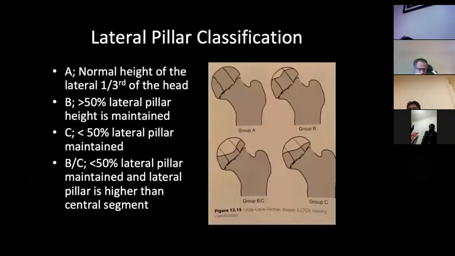right? So here is the Herring. So the Herring is based on what happens to the lateral pillar. So Herring type A, the lateral pillar is normal. In Herring type B, I think I've actually put that wrong. I think Herring type B is more than 50% of the lateral pillar is maintained, and type C is less than 50% of the lateral pillar maintained. So a B/C is that you've lost your lateral pillar and you've lost your central segment as well. So the point being that B/C may be worthy of treatment.